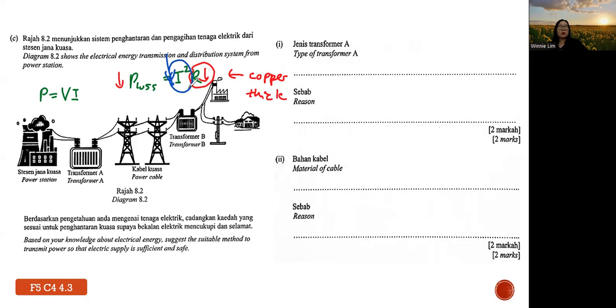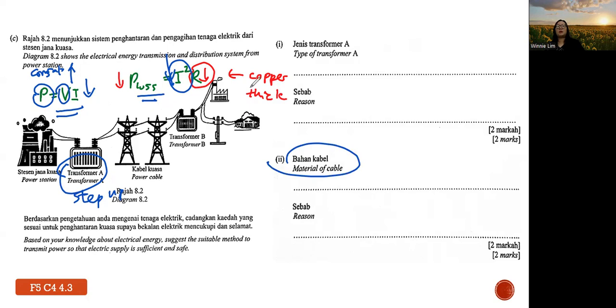So how do you reduce the current? Okay, you see based on the formula, power is constant. So if your current is less, that means your voltage has to be high. So that's why for transformer A, basically you step up first. So what is the reason? It is because you want to reduce the power loss. And then what is the material for the cable? You use copper. Okay, so now we check the answer together.